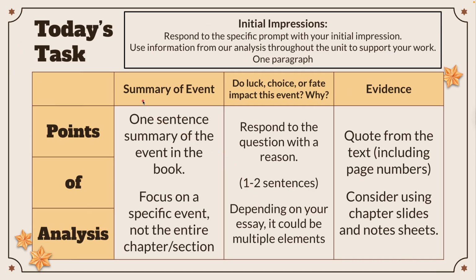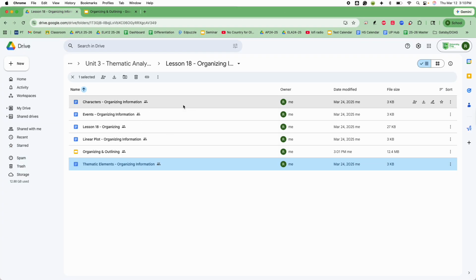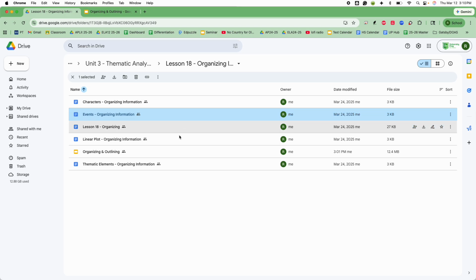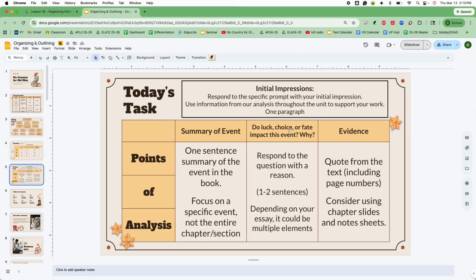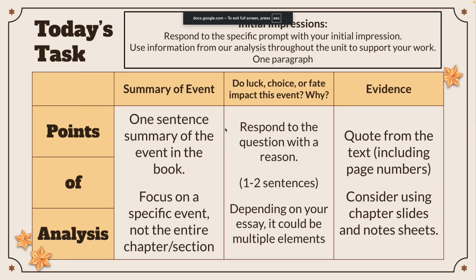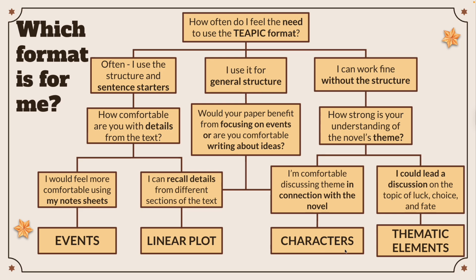What you're going to do in today's work is start by forming your initial impressions. There are 4 different essay organizing documents that are going to be posted. They are going to be here: characters, events, linear plot, thematic elements. I will post them for you. You're going to pick the one that connects with the format of essay you are writing. So, whichever of these 4 you selected, you are going to select the organizer for that essay and only do that essay.